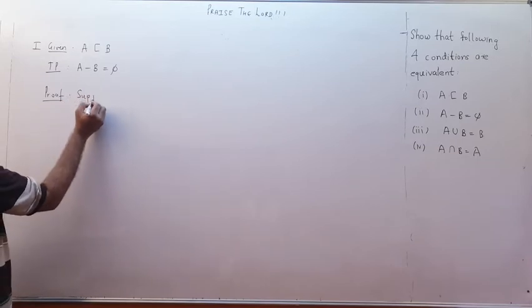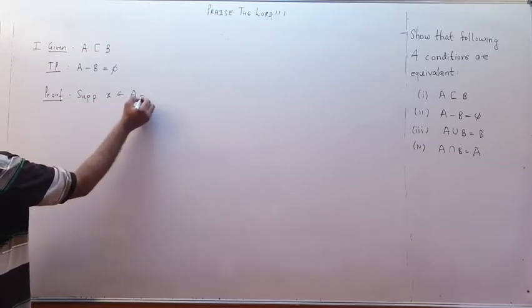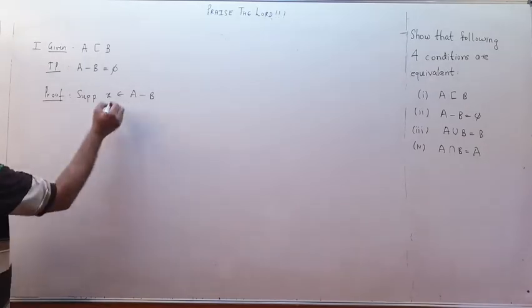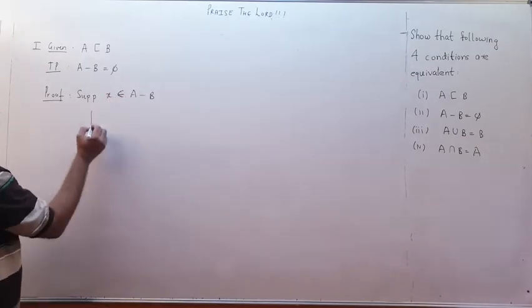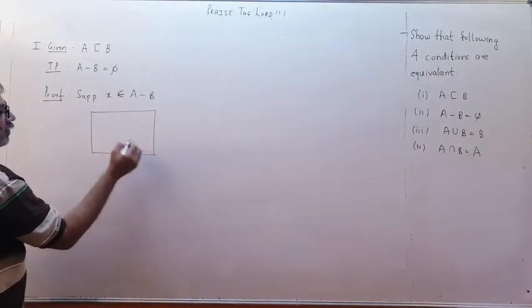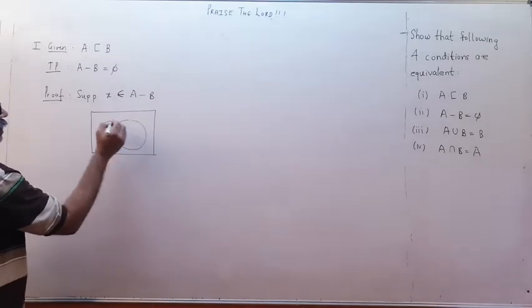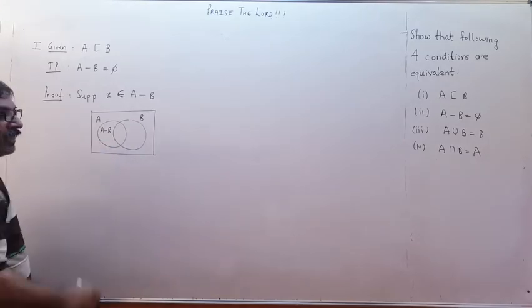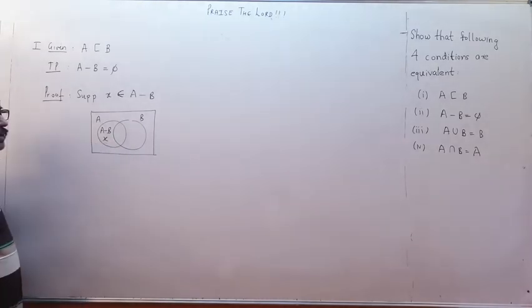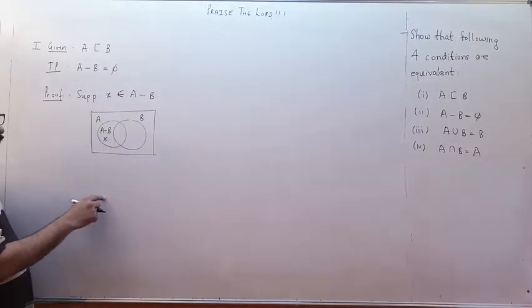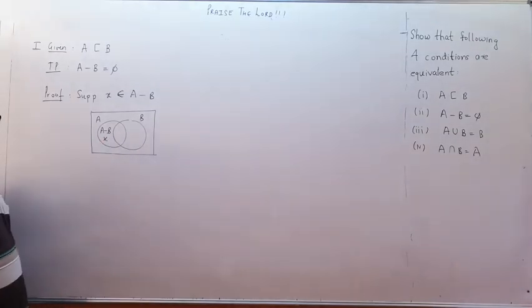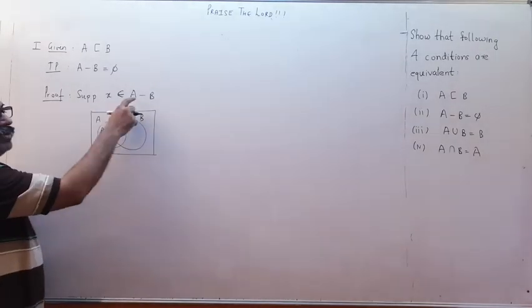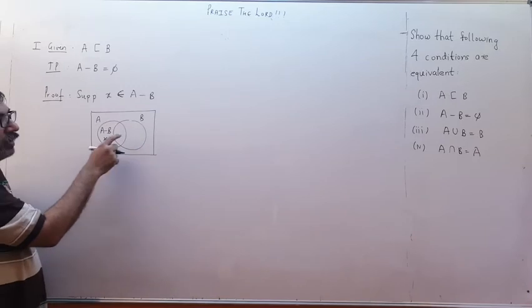Suppose there is some element x in A minus B. So if x is in A minus B, then children, it will be in what region? Just understand. If this is A and this is B, then you know this is the A minus B region. So x has to be over here. That means x cannot be in B. If it would have been here or here, then we can say x is in B. But we have taken x belongs to A minus B, so it is here, but not in B.